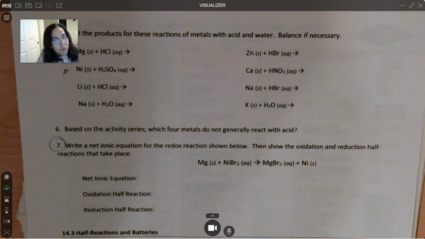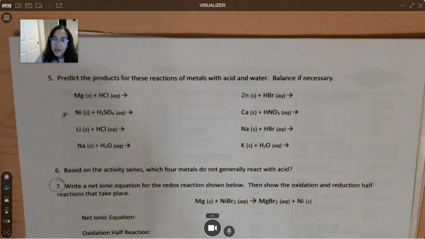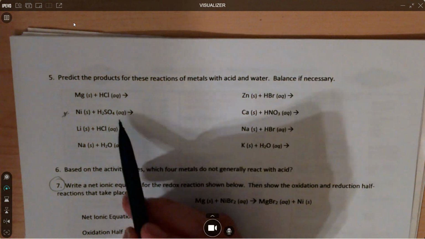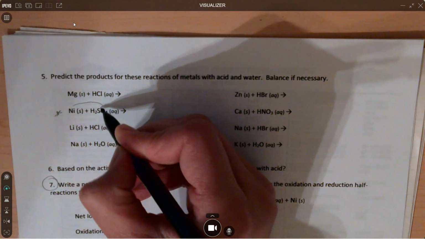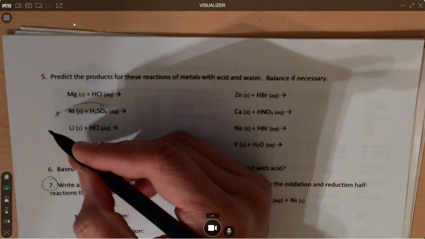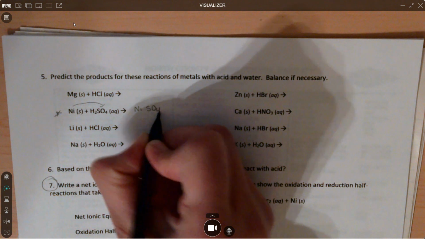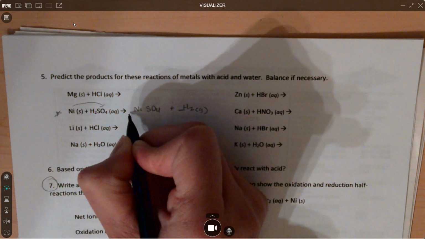Finally, we have predict the products for the reactions of metals with acid and water and balance if necessary. So these ones right here. I'm going to go ahead and do the second one of nickel and hydrosulfuric acid. Okay, so we're going to be working on this one here. So when they combine together, remember you're going to get a replacement. So nickel and sulfate are going to combine together and hydrogen is separating by itself. So we're going to get nickel sulfate plus hydrogen gas, right, by itself.